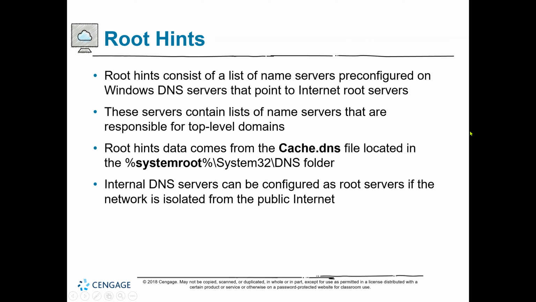Root hints consist of a list of name servers pre-configured on Windows DNS servers that point to internet root servers. These servers contain lists of name servers that are responsible for top-level domains. Remember that graphic in the front where we had root and then top level? That's what they're talking about. Root hints data comes from the cache.dns file located in the system root system32 DNS folder. Internal DNS servers can be configured as root servers if the network is isolated from the public internet.